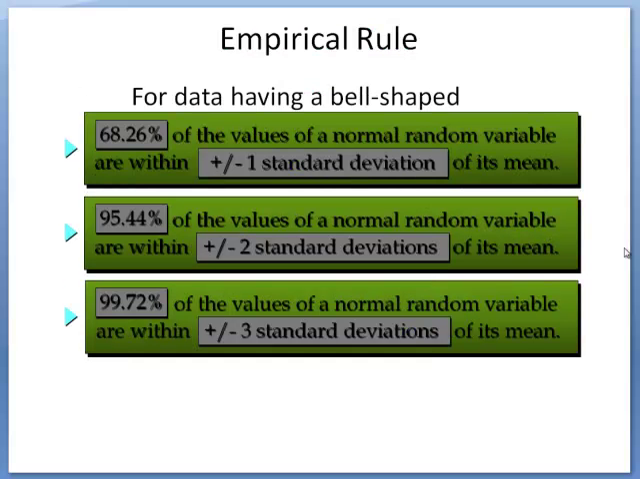But for now, keep these three findings in mind. If data have a bell-shaped distribution, then approximately 68% of the values of a normal random variable will be within plus or minus 1 standard deviation from the mean. Similarly, 95.44% will be within plus or minus 2 standard deviations from the mean, and 99.72% will be within plus or minus 3 standard deviations from the mean.